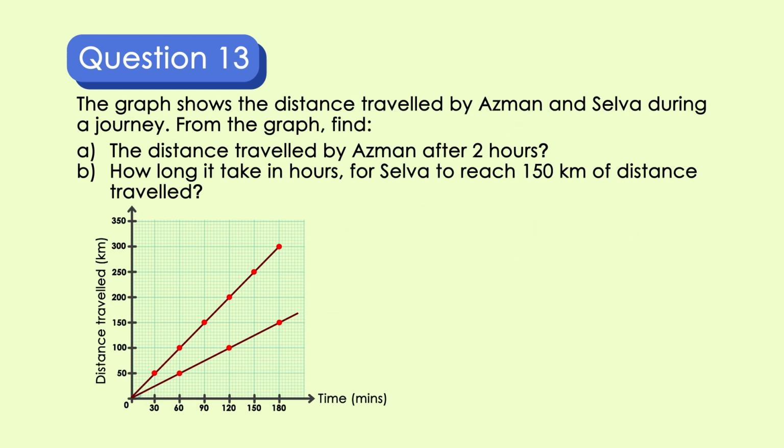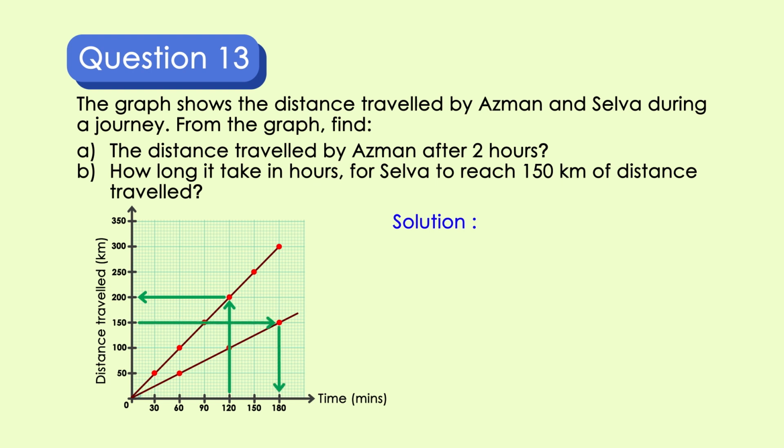Question 13. The graph shows the distance travelled by Azman and Selva during a journey. From the graph, find the distance travelled by Azman after 2 hours. And next, find how long it takes in hours for Selva to reach 150 kilometers of distance travelled. You can try first.